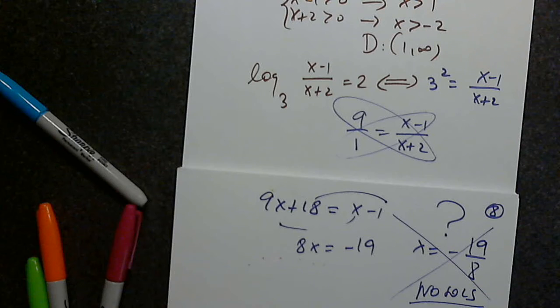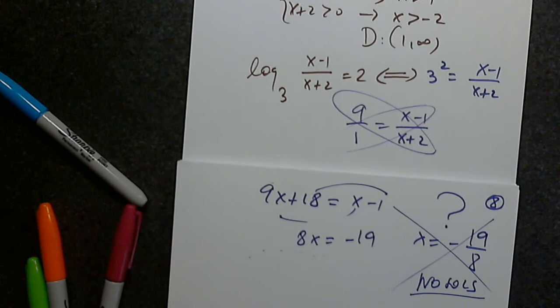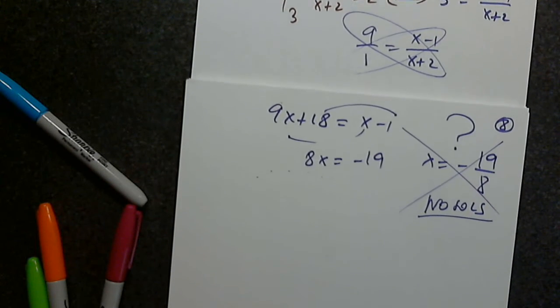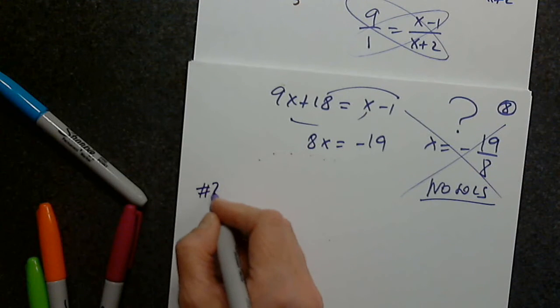Questions? Is this clear? Yes? Okay, 26 on page 539. Yes? 26.